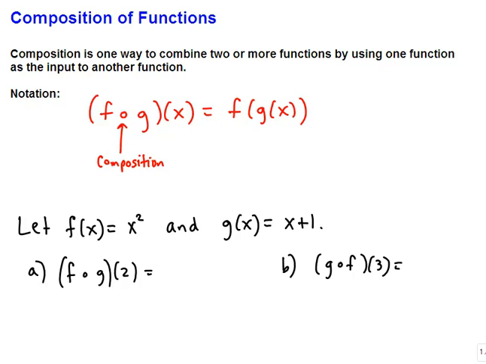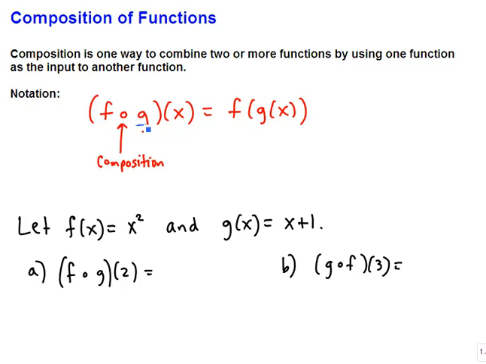Welcome to the lecture on composition of functions. Composition is one way to combine two or more functions by using one function as the input to another function. The notation that you'll see for composition is this little open circle, so f composed with g at x. And what that means is that you're going to use the second function, g of x, as the input into f of x. So order here is very important.